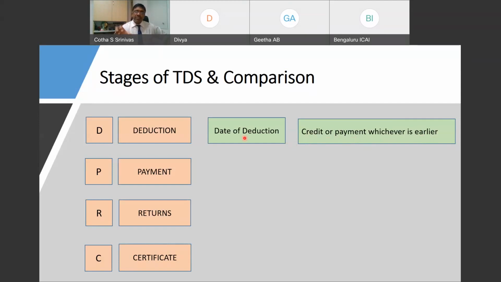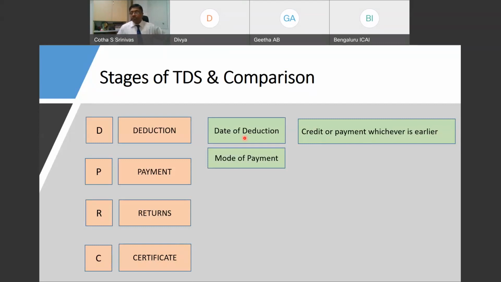There are a few sections under resident payments where it is not on credit or payment basis, but on payment basis. Similarly, even in section 195, that is payment made to a non-resident, there are a few circumstances where it will not be on credit or payment, whichever is earlier. It will be only on payment basis. That we will see later.